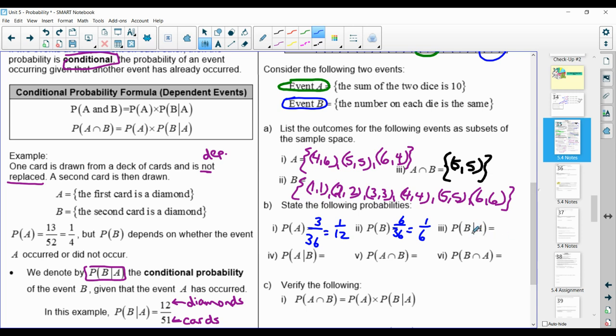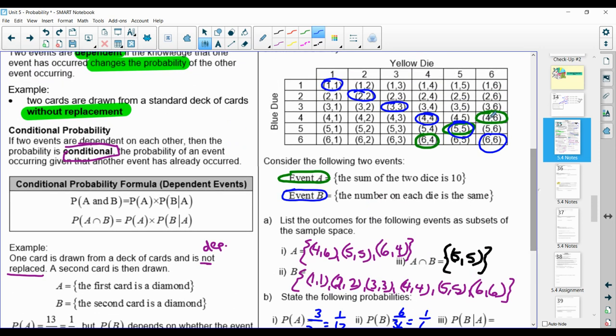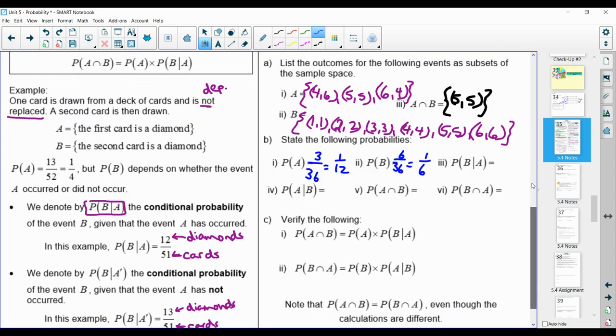So the probability that we have the same number on the die given that the sum of the two dice is 10. Well, the sum of the two dice is 10 is 3. So there are 3 times where the sum is 10, and out of those 3, one of them is doubles. So this is going to be 1 over 3. These are the ones that are usually tricky. So I'd put a star by 3 and I'd put a star by 4.